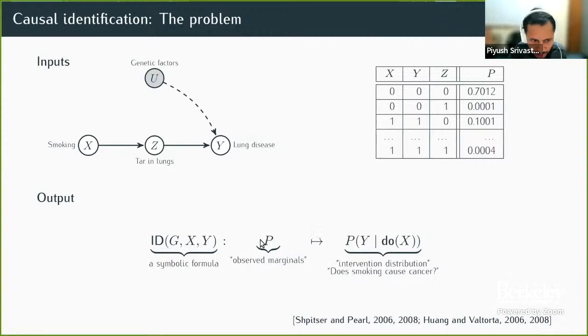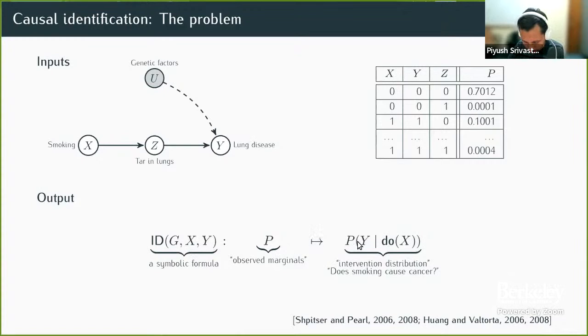And it took a long time to finally come up with a sound and complete version of this algorithm that outputs this formula. It was achieved after a long line of work, solving several interesting special cases, or solved in these two papers by Shpitser-Pearl and Huang-Valtorta. It does exactly what it says here. So given a graph, it will either say that such a formula does not exist, or if the formula exists, it will output the formula.